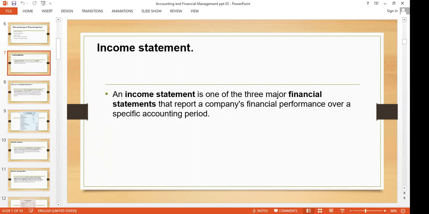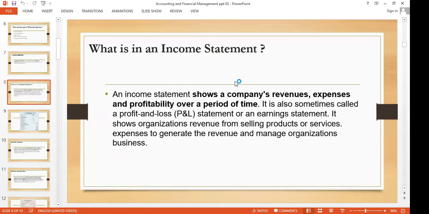An income statement is one of the three major financial statements that report a company's financial performance over a specific accounting period. I told you all the statements are prepared for a specific accounting period. The income statement shows a company's revenues, expenses, and profitability or losses over a given time period.